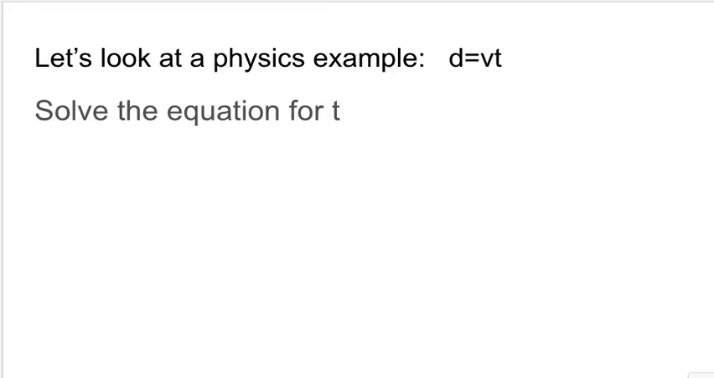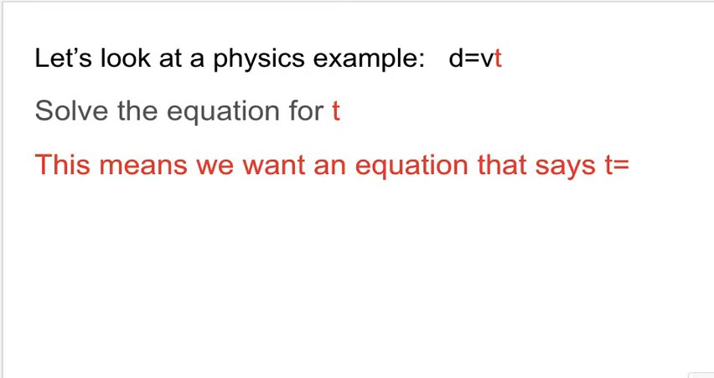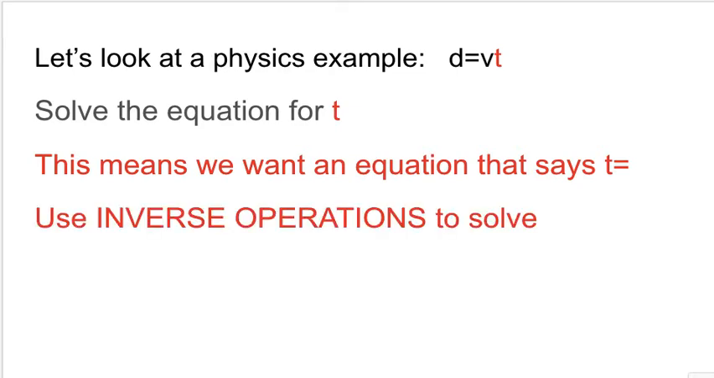If we've got D equals VT, how do we solve the equation for T, right? This means that we want T to be equal to the rest of the equation. We want the equation to say T equals. So instead of saying D equals VT, we want to say T equals whatever. So what does it mean to do that? We're going to use inverse operations to do that.